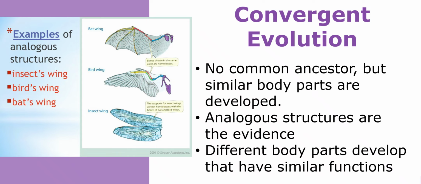We also see convergent evolution. So what happens here is there's no common ancestor, but similar body parts developed, and these are called analogous structures. So you see, the bat, the bird, and the insect all have wings, but they look really, really different, but they have the same function. A bat wing, a bird wing, and an insect wing, they don't have a lot of the same structures, but they have the same function. All of these animals are flying somewhere, but they're not related from a fossil or genetic standpoint.